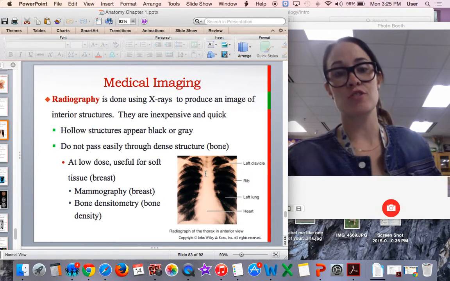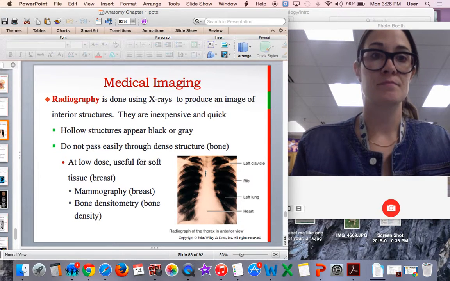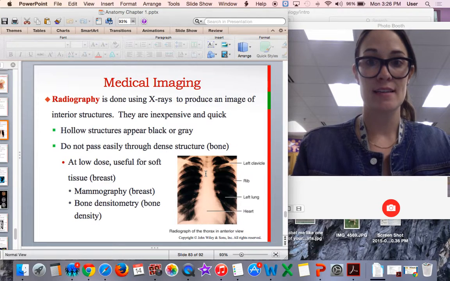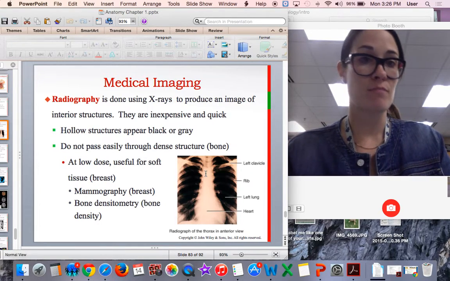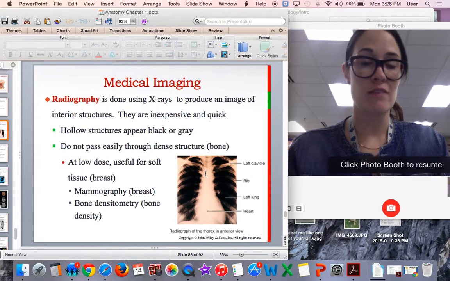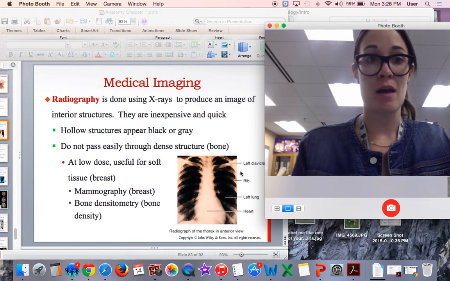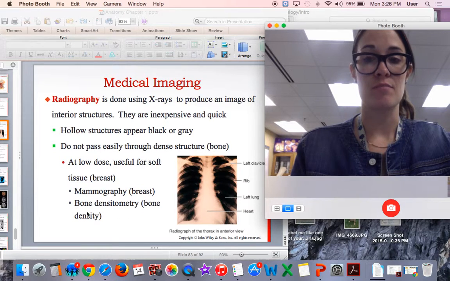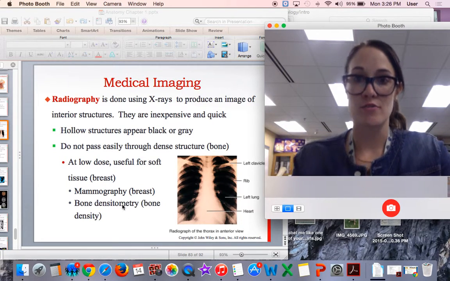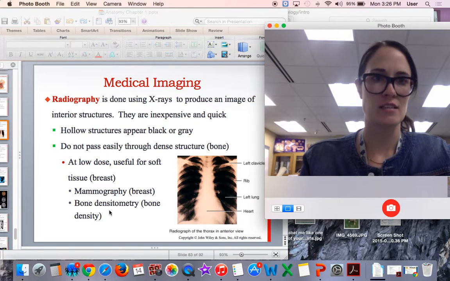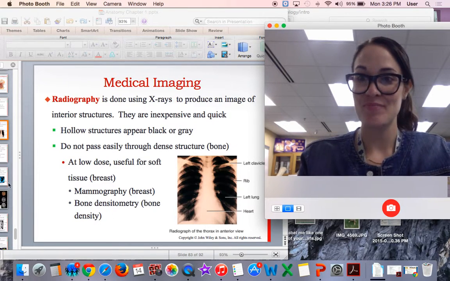Dense structures like bone, the X-ray doesn't pass through easily, so it projects back white. We use this for bones, obviously, and also for soft tissue in a mammogram, which looks at breast tissue. It's also used in bone densitometry, to look at bone density. Okay.